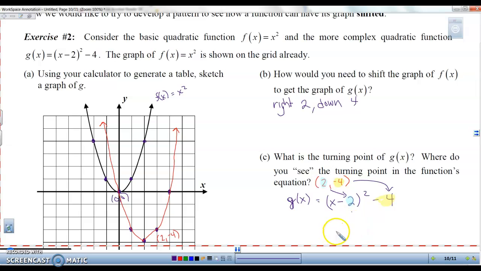In this form, this is called vertex form of the parabola. So the form is g of x, or any function, is going to be a times x minus h squared plus k. That's called vertex form of a parabola. h, k is the vertex. So when you see a parabola like that, this h, k will always be the vertex of your parabola, and it tells you how to shift.